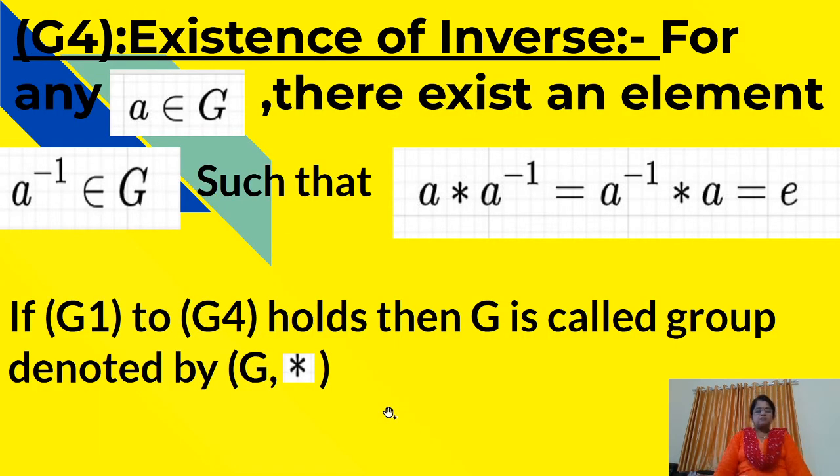And the last property is existence of inverse, which states that for any a belonging to G, there exists an element a inverse belonging to G such that a star a inverse is equal to a inverse star a, which is equal to e. If all the four properties, that is, if G1 to G4 hold, then G is called a group denoted by (G, star). Star is the given binary operation.